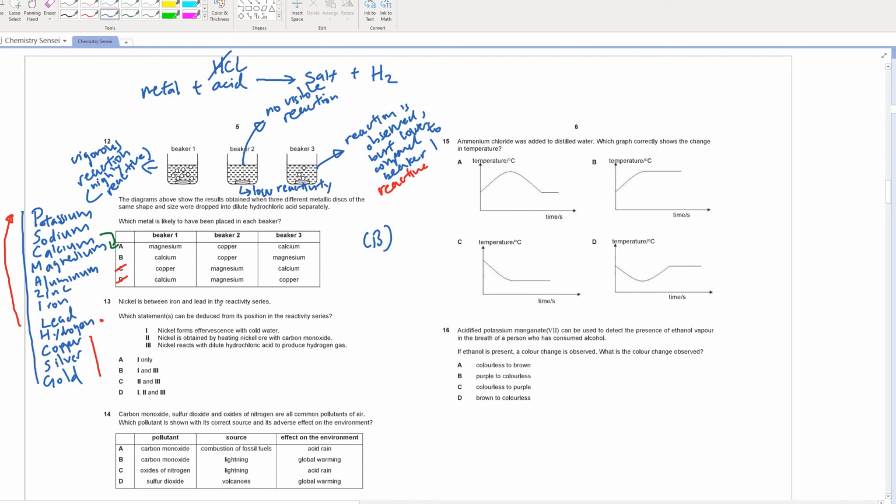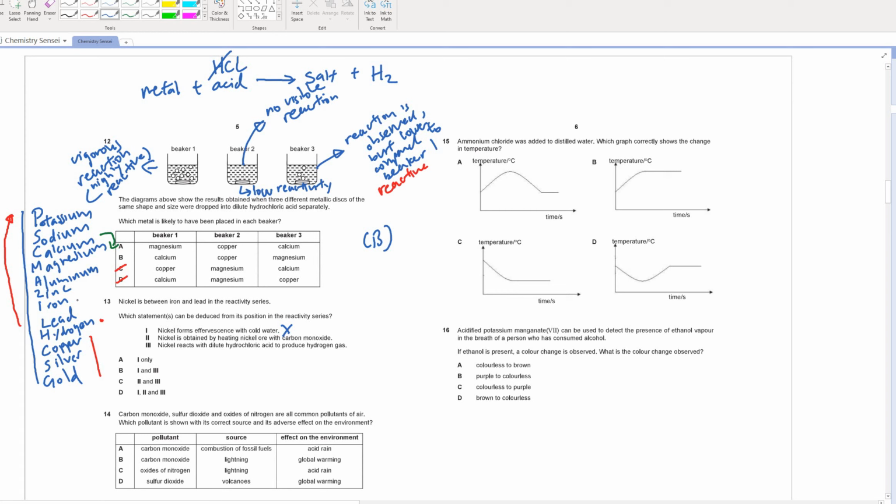Nickel is between iron and lead in the reactivity series. Which statements can be deduced from its position in the reactivity series? Option 1. Nickel forms effervescence with cold water. So if you have memorized the reaction of metals with cold water, you should know that this is incorrect. Reason being, the reactivity of the metal with water decreases down the group.